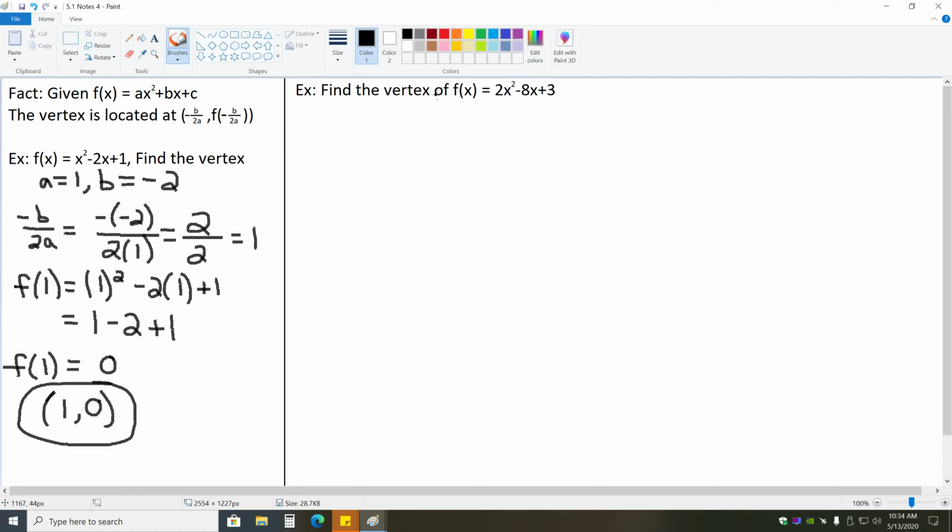So find the vertex of f of x equals 2x squared minus 8x plus 3 is our next example. Go ahead and take a moment, pause the video, see if you can't find the vertex.